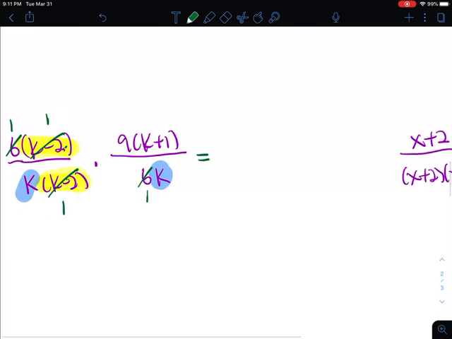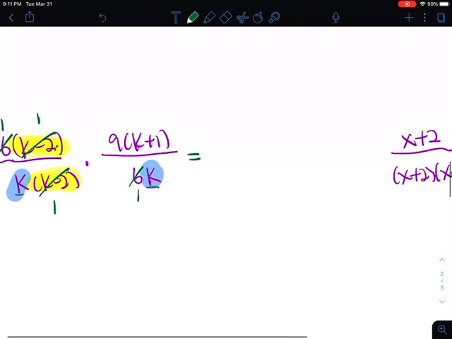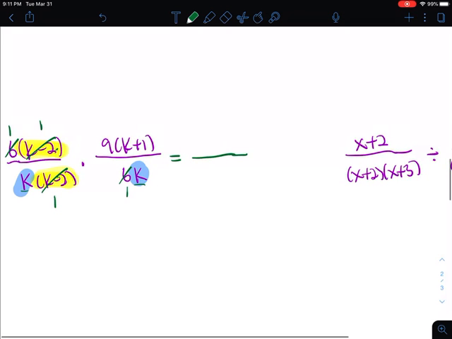So those we can cancel out because they're being divided. But these k's on the bottom, they're being multiplied together, so those we cannot cancel out. So then let's go ahead and see what we have left. On the bottom, I have k and k, so that's k squared. And on the top, I have 9 times k plus 1.